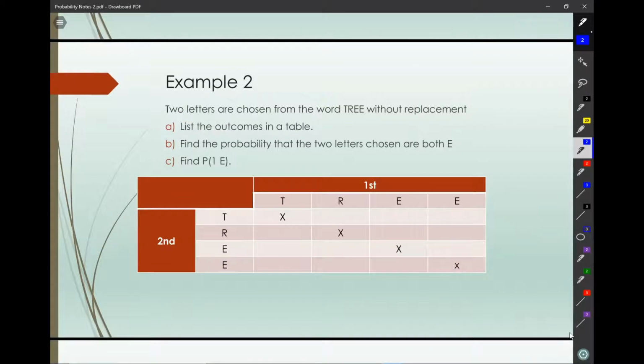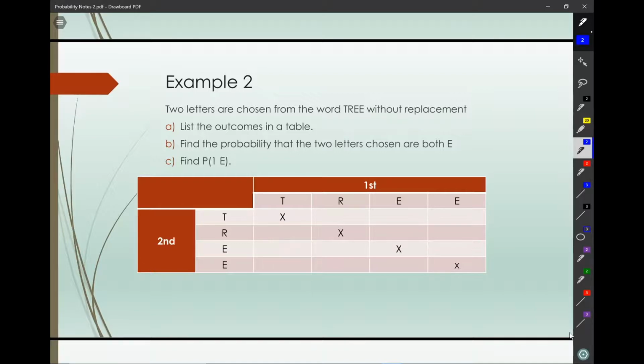Now, the other thing we can do in these two-step experiments is take a letter at random from a word, and then not put it back before we choose the next one. So what that means is that in our array, all of the options where we would select T twice, or R twice, or the first E twice, or the second E twice, are now impossible. Because when we select a letter, we don't put it back into the pool before we select our second letter.